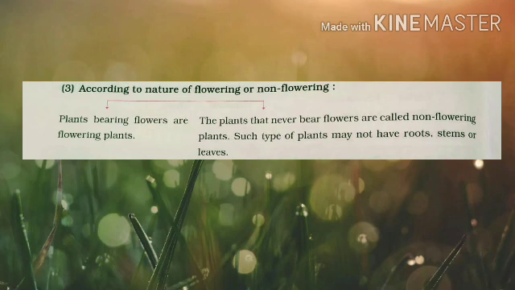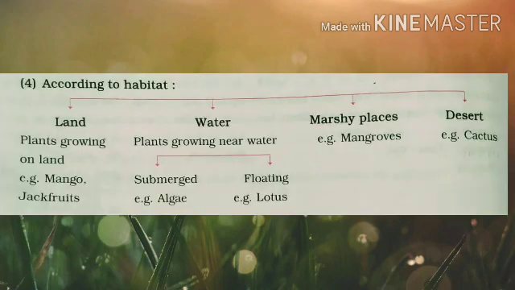After that we had learned about the classification according to the habitat. In that, land, water, marshy places and desert. In land, plants grow on land. Example, mango, jackfruit. Water, plants growing near water in two types, that is submerged and floating. In submerged, example algae. In floating, example lotus. Marshy places, example mangroves. Desert, example cactus.